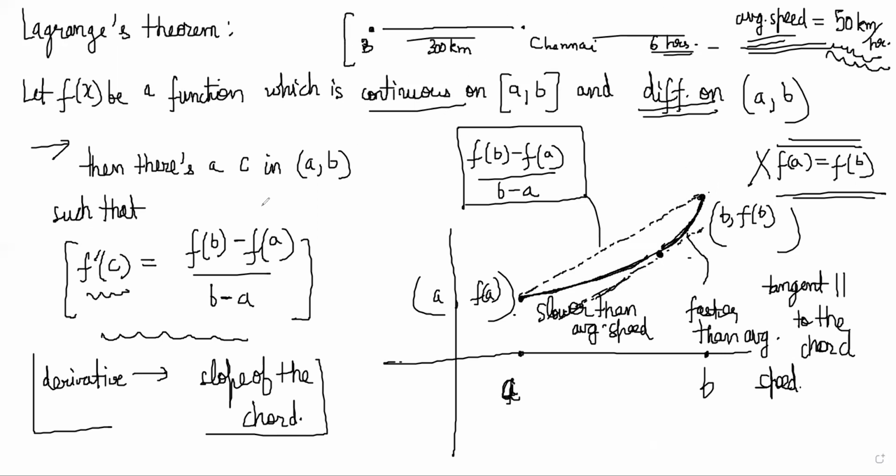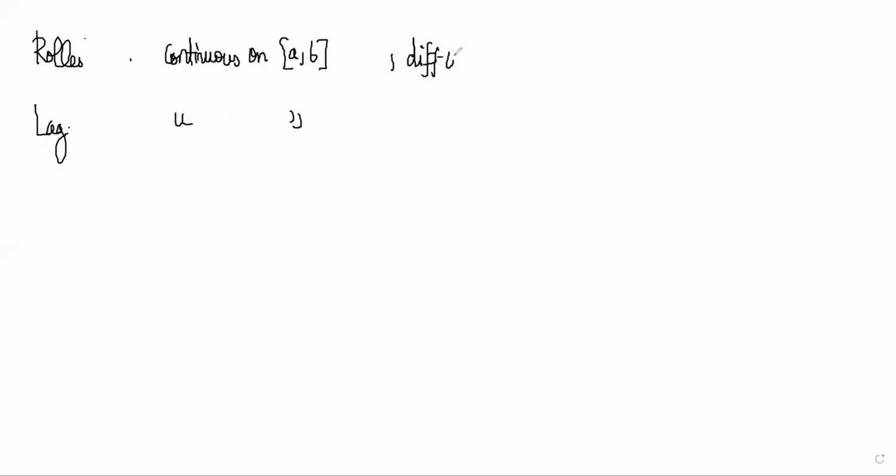Hope this is clear. You should know the physical meaning of this and Rolle's theorem. Both of these things should be very clear. And the difference between the two is basically just Rolle's theorem and Lagrange theorem. It says continuous on A to B. It says the same thing. It says differentiable on interior. This also says the same thing. And Rolle's theorem has the extra condition FA is equal to FB, right? This doesn't say anything like that.